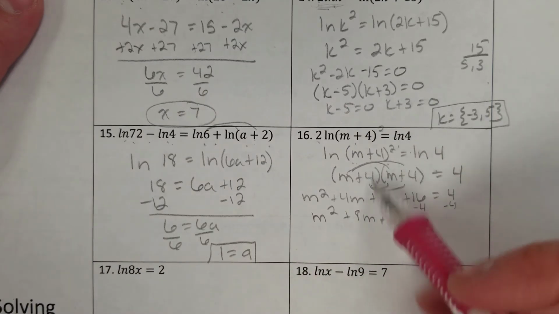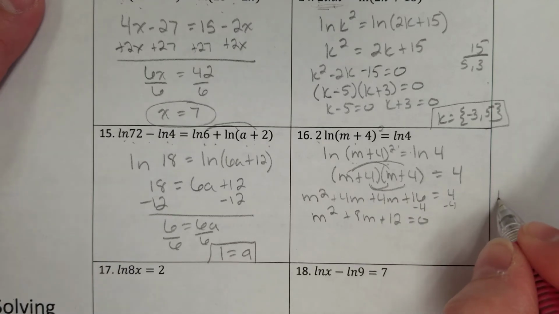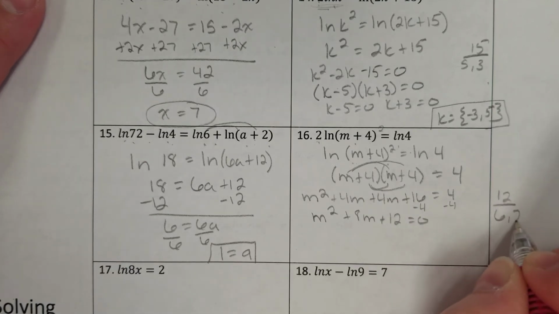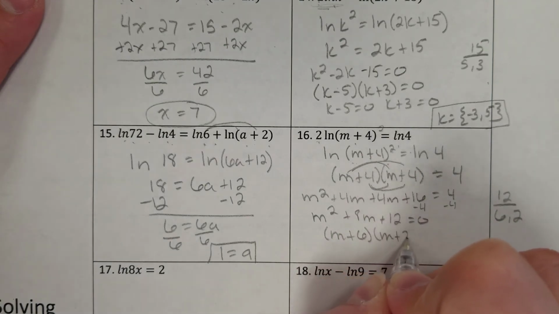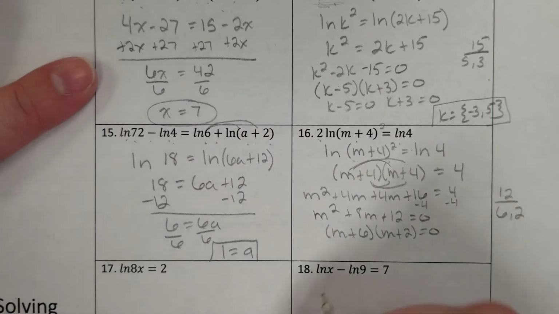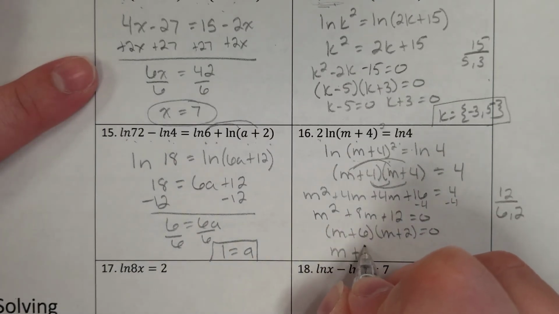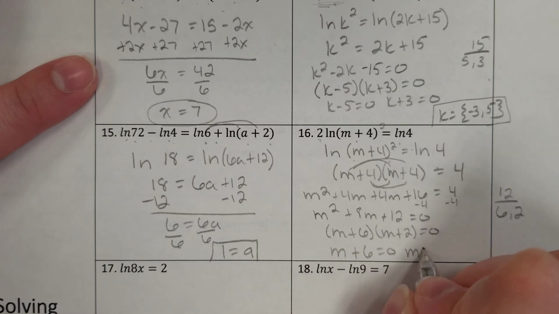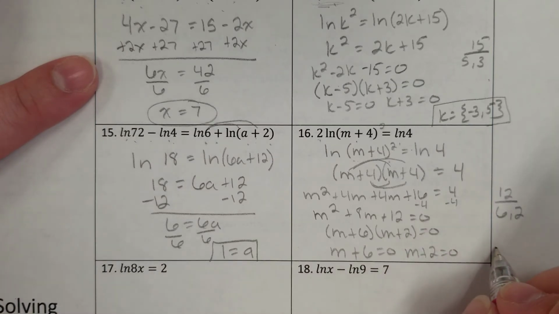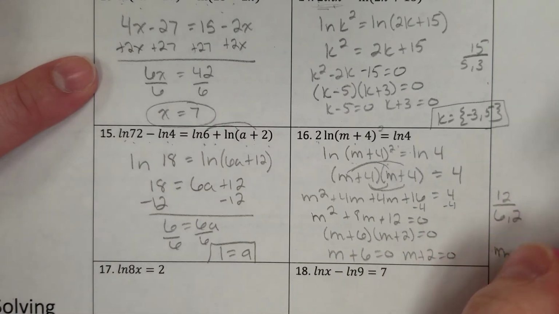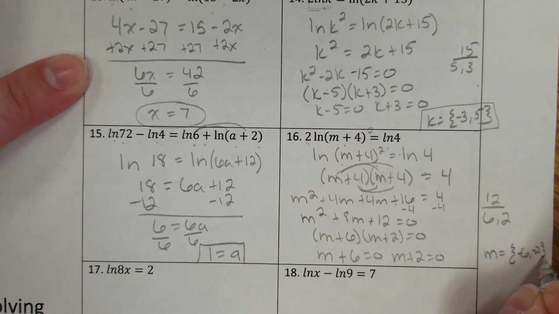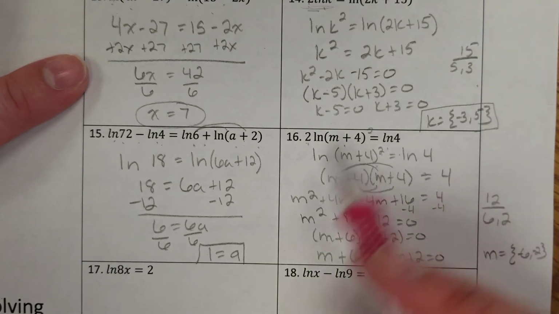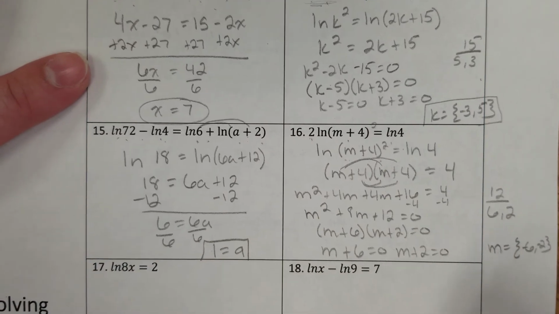So now we're going to factor this again. The factors of 12 that are going to get us 8 are 6 and 2. So m plus 6 and m plus 2 equals 0. Set them equal to 0. So m plus 6 equals 0, m plus 2 equals 0. So m equals -6 and -2. Should have made the boxes just a little bit bigger.